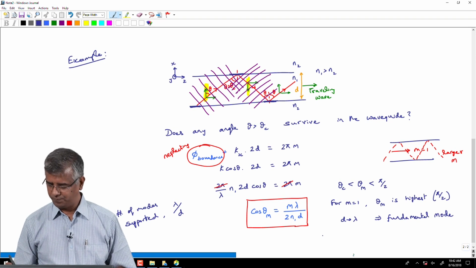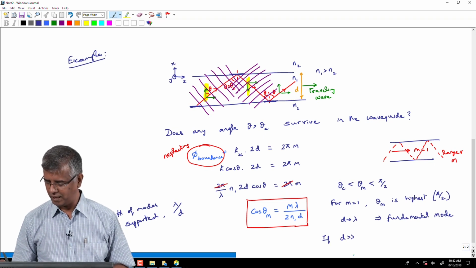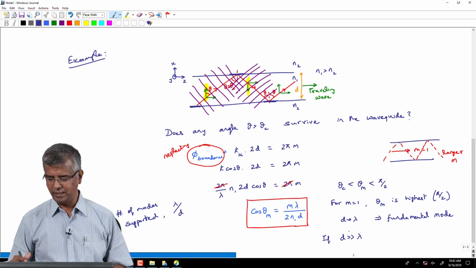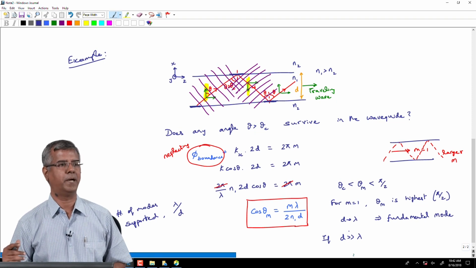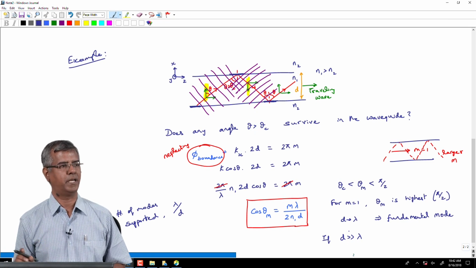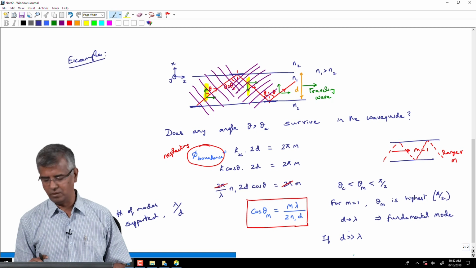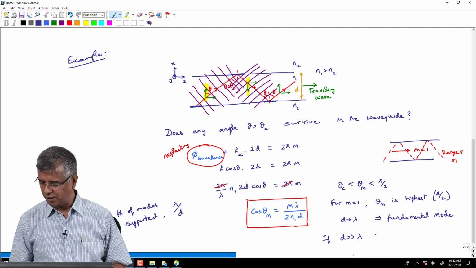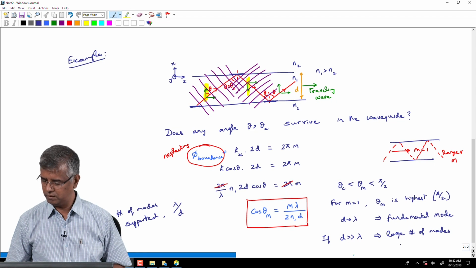But if d is far greater than lambda, then that allows multiple values of m, right, and that would also allow multiple values of theta m to satisfy this expression, okay. So, when d is far greater than lambda, you have a large number of modes, or in other words it is called a multi-mode waveguide, right.